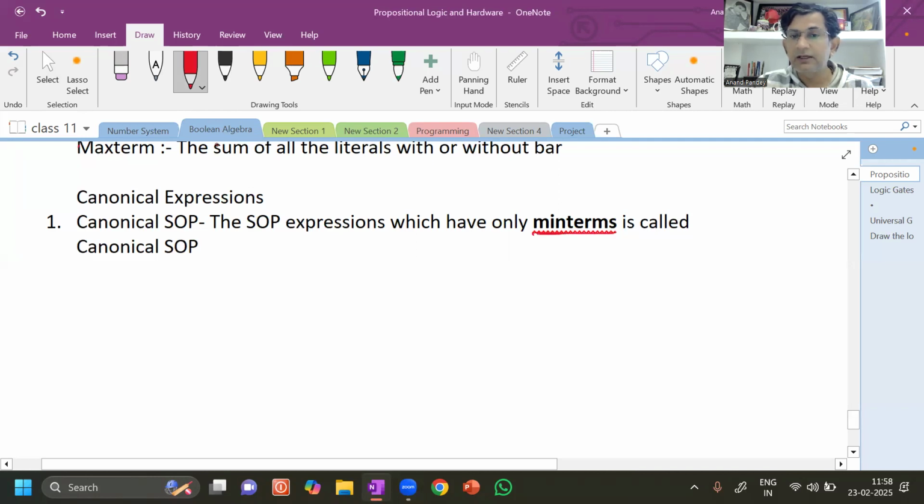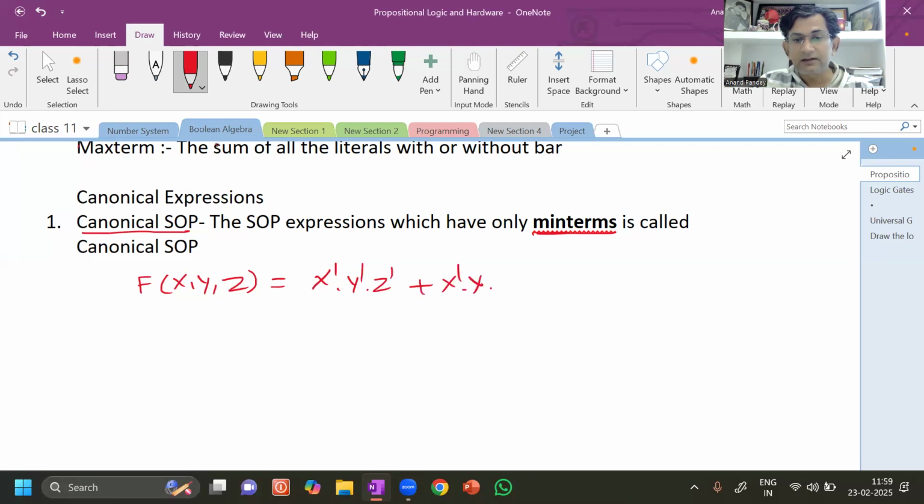What is a min term? I have explained already. A min term is the product of all the literals, all the propositions, with or without bar. So if an SOP expression has only min terms, then that specific SOP expression will be called canonical SOP. Let me explain with this example. Consider f(x, y, z). Three propositions are there. We have x dash, y dash, z dash, plus x dash, y dot z dash, plus x dot y dot z. You can see this term has all the literals, all the propositions, with or without bar. This also has all the literals with or without bar, and this also. This is a min term, this is a min term, this is also a min term: the product of all the literals with or without bar. So this expression is SOP, and more specifically, it is canonical SOP.